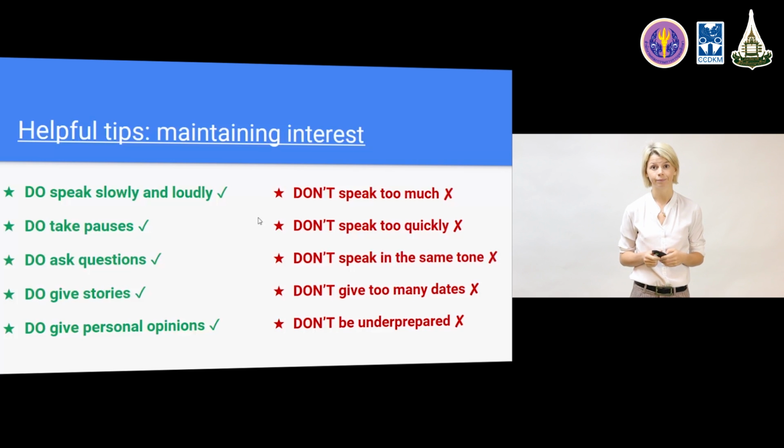And finally, don't be underprepared. Maybe you know your place of interest very well. You know this place, you have shown many times, and you know everything about this place. The dates, the history, the interesting stories.